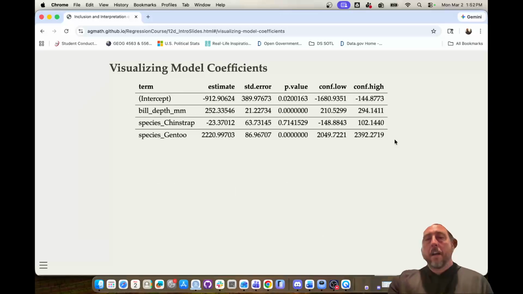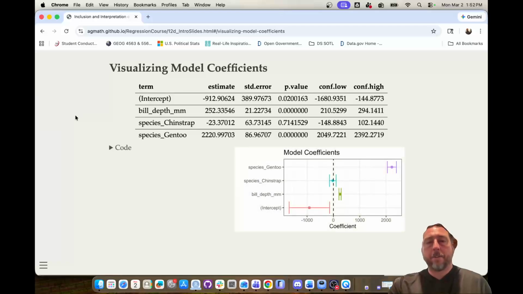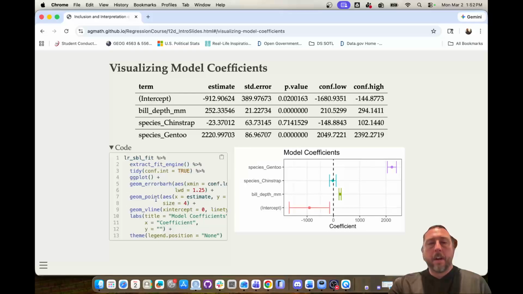All right. Earlier I had talked about that chin strap coefficient potentially being 0. It's useful to be able to visualize these, and I gave you some code for how to visualize it in the slide deck. So you can take a look at the code that I use. This is largely something that you can copy and paste.